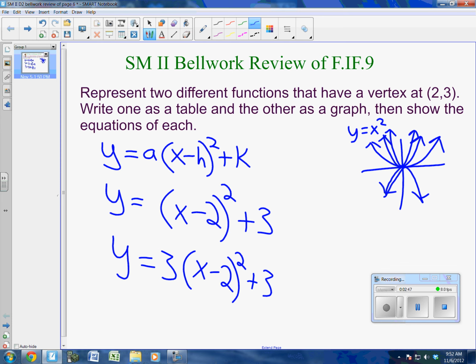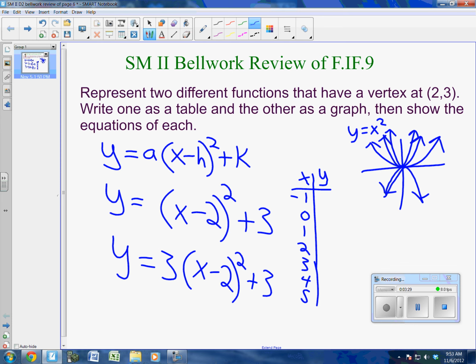Here they are. Now it says write one as a table. Which one do you want to write as a table? This one would be the easiest one to write as a table because you don't have to times it by 3 when you're done, right? So let's do that. 2, 3 is my vertex. 2 is my x number. I want to go maybe on either side of 2. What numbers do you want to put in? Let's go -1, 0, 1, 2, 3, 4, 5. Should we do that? Well, we want to see the parabola. We want to see the vertex of the parabola. Since the vertex x number is 2, I want to make 2 the middle number I'm going to find, but you can use any x numbers you want.